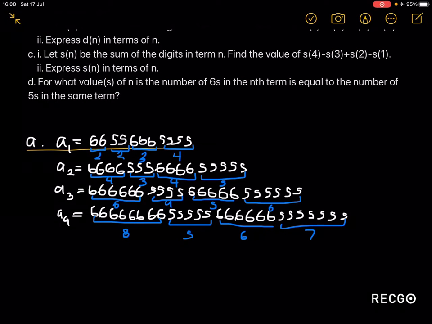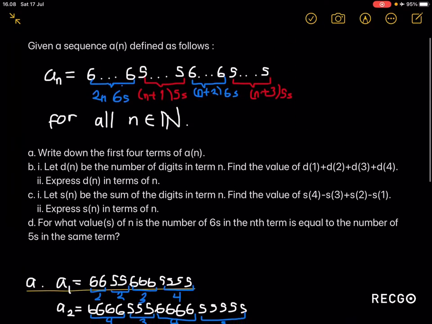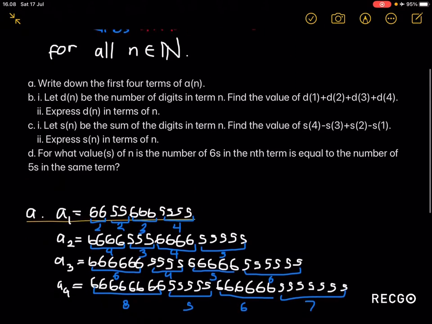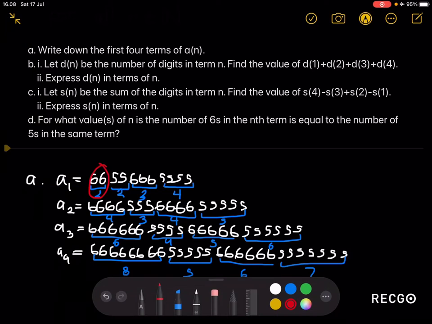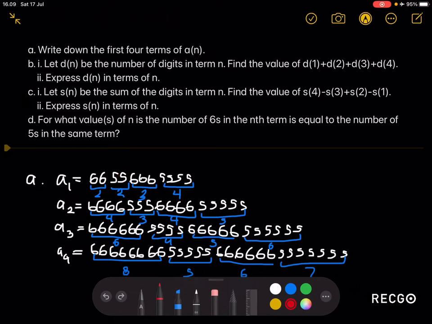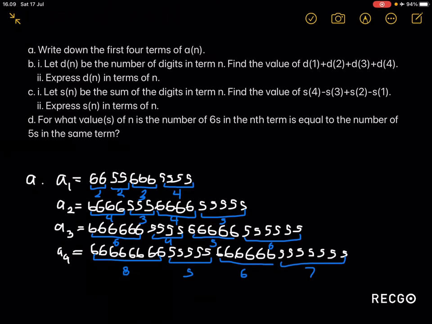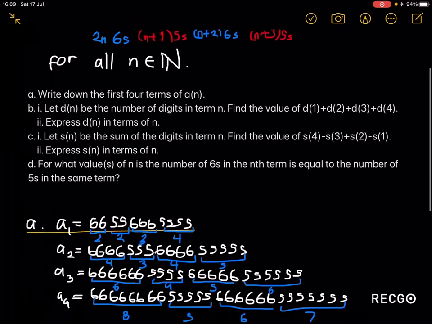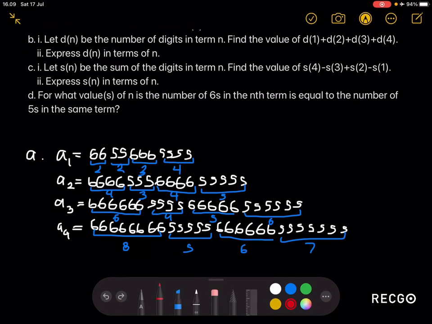For part A, I've written all the answers. I'm just going to explain what is going on right here. According to our formula for A of n, A of 1 has two sixes on the front, which is just 2 times 1 according to the formula. And we have 2 fives, 3 sixes, and 4 fives. For A2, this is pretty similar. We have 4 sixes, 3 fives, 4 sixes, and then 5 fives. Again, according to the formula right here, you can just check that on your own. And then so on for A of 3 and A of 4.